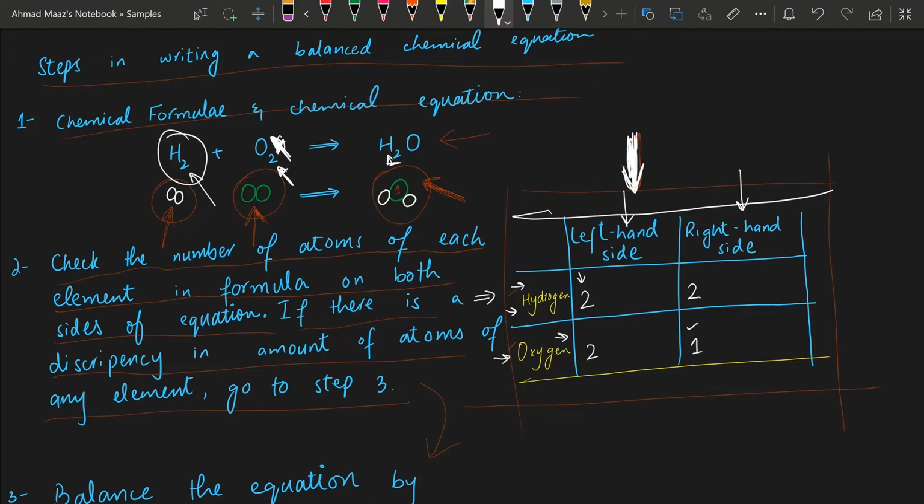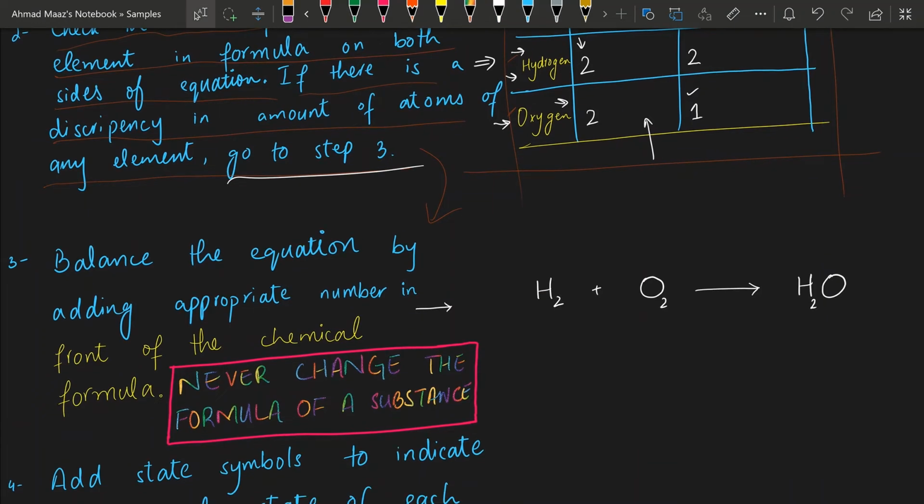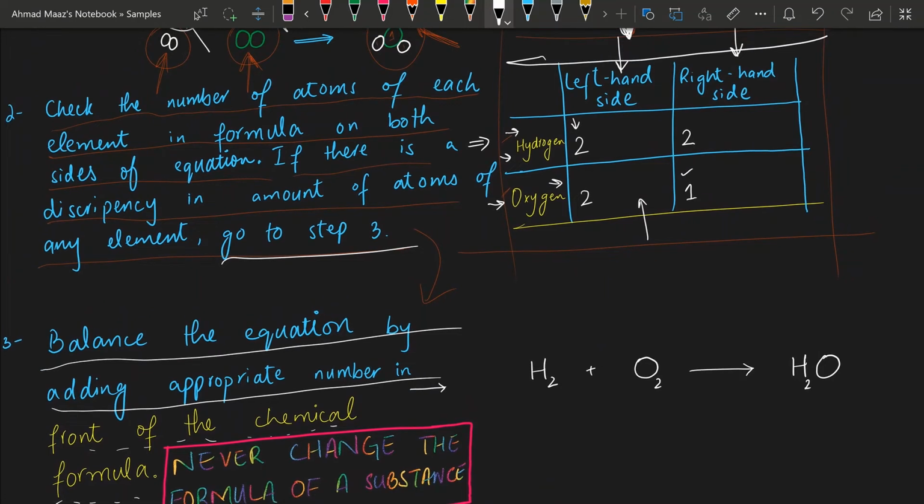You see the problem over here? Hydrogens are balanced. There is no issue with hydrogens. They are equal, but we have a difference in the number of oxygens. Where did the other oxygen go? What do we do? We go to step 3. What is step 3? Balance the equation by adding an appropriate number in front of the chemical formula. You always add the appropriate number in front of the chemical formula.